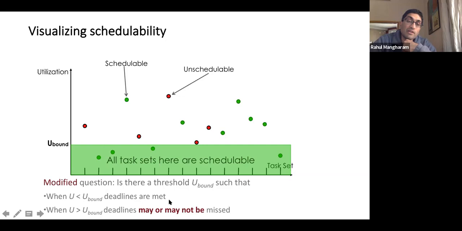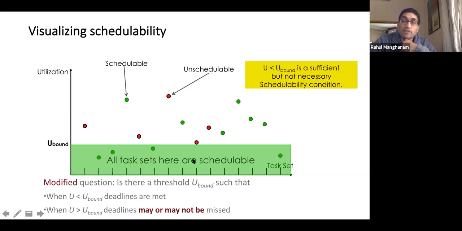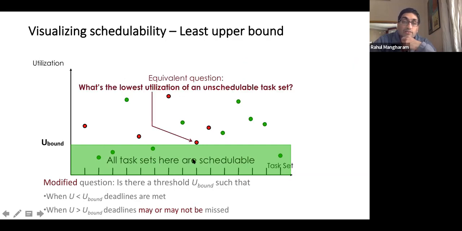They found that out by looking at this combinatorial problem, and so we wanted another way to ask this question of finding the least upper bound: what is the lowest utilization for an unschedulable task set?